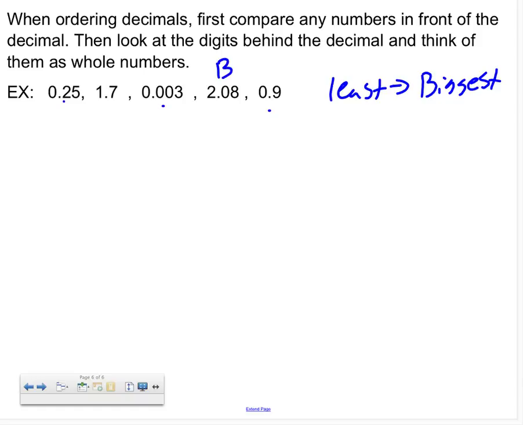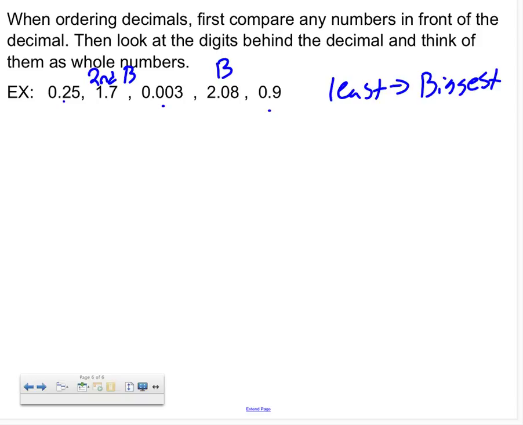I really don't care what's behind the decimal point. Okay? Because if it's 2 point something, anything less than 2 point something is going to be automatically smaller than it. So 2 point something is the biggest, and 1 point something is the second biggest. Because it's obviously bigger than the 0 point somethings. So when you're comparing decimals, the first thing to do is look at the front of the decimal and see, is there any number that's clearly bigger than the others based on that alone. So we already figured out two of our places.